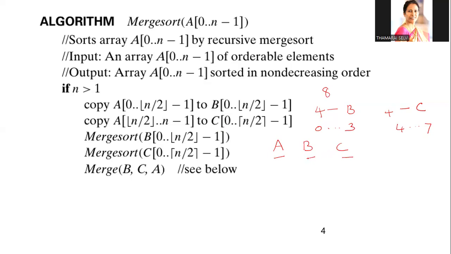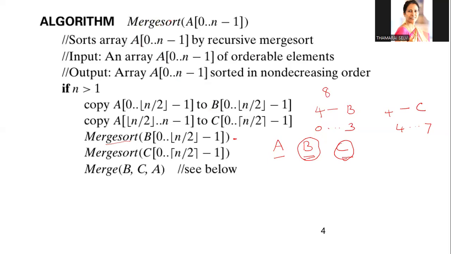Then again, you have to sort this array B and this array C. So again, you are calling this Mergesort algorithm for B. Mergesort calls the same method with array B from 0 to n by 2 minus 1. Then Mergesort C, for this array you apply the Mergesort from 0 to n by 2 minus 1. Anyway, for B and C, the index will be from 0 to 3 and here also 0 to 3. See this particular statement, it calls this same algorithm because it is a recursive procedure.